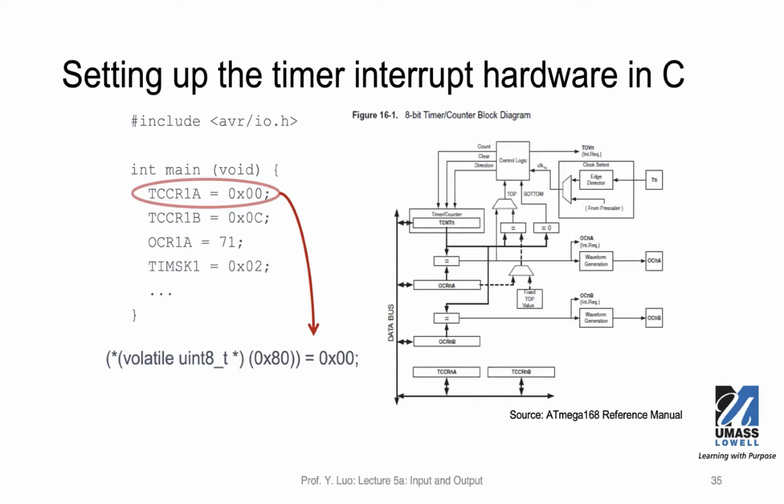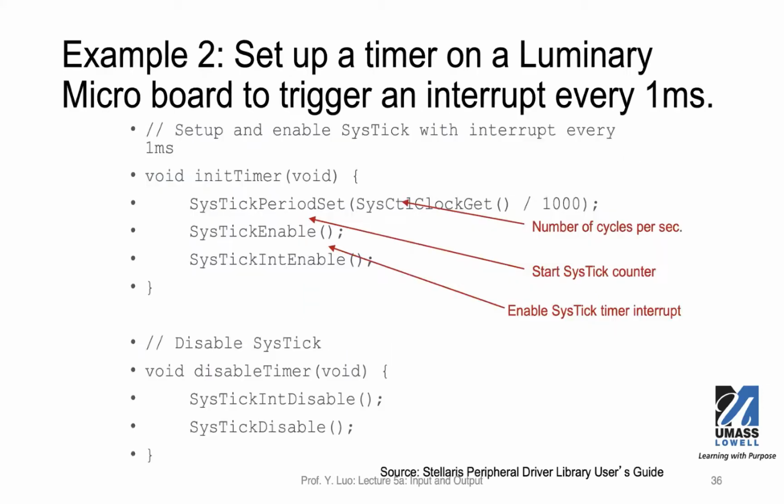So I hope you've learned something from the first several slides, how these register names are eventually translated into the actual memory addresses. Any questions so far? Okay, so let's look at the next example.